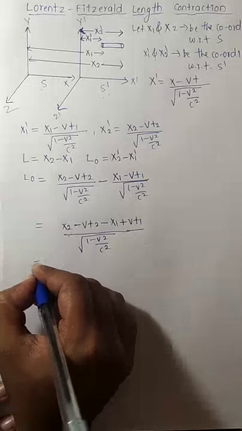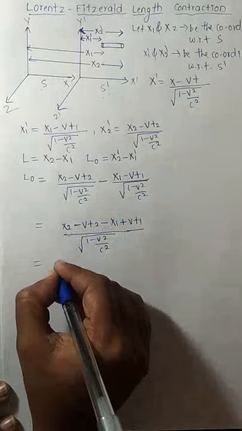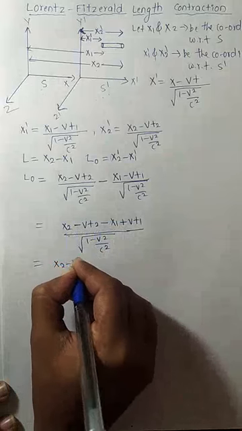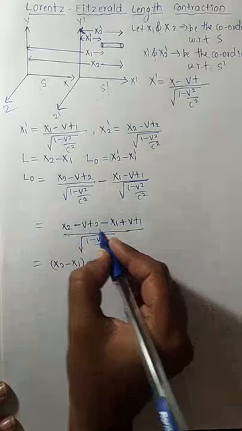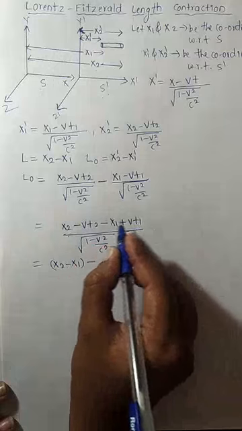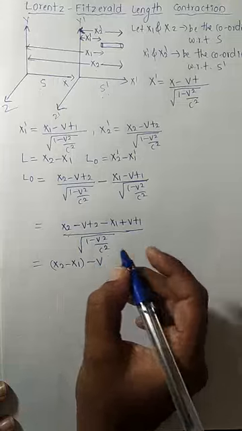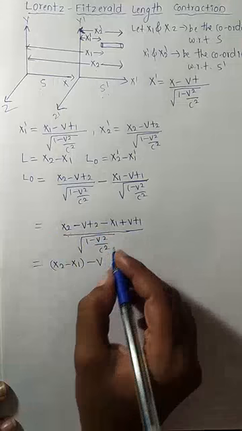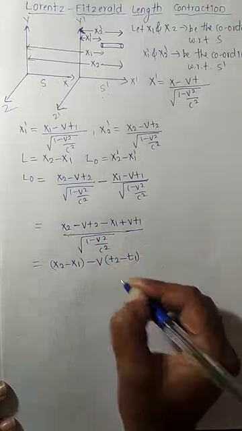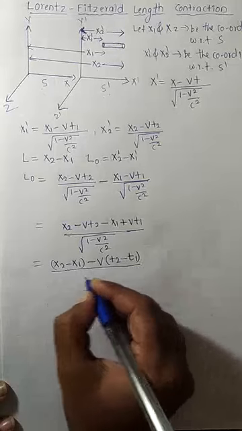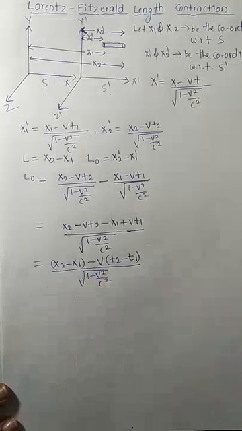So this is equal to, I will write x2 minus x1 in the first term, minus vt2 plus vt1. Out of these 2 I am taking v as common, and not v, minus v I will take common. So if you take that, what will be remaining? Yeah, t2 minus t1 divided by square root of 1 minus v square by c square, isn't it?